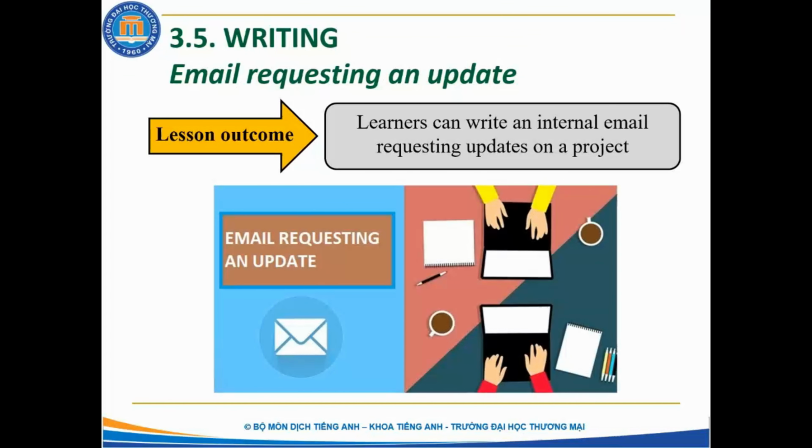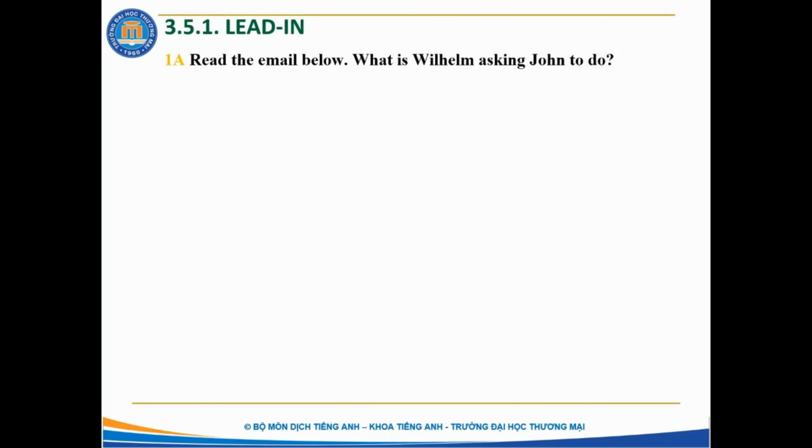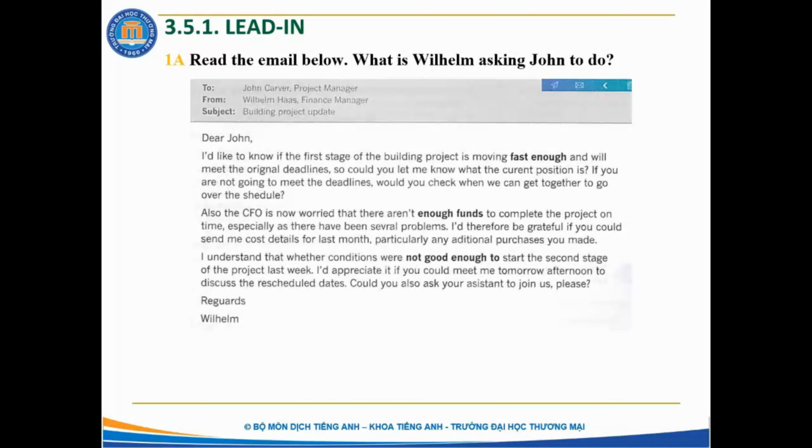Alright, so now we move on to part 3.5, writing. So after this part, learners can write an internal email requesting updates on the project. Alright, so let's start with exercise 1A. Read the email below and answer the question, what is Wilhelm asking John to do? So as you can see on the screen, it is the email written by Wilhelm and it was sent to John. And the email is about building project update.